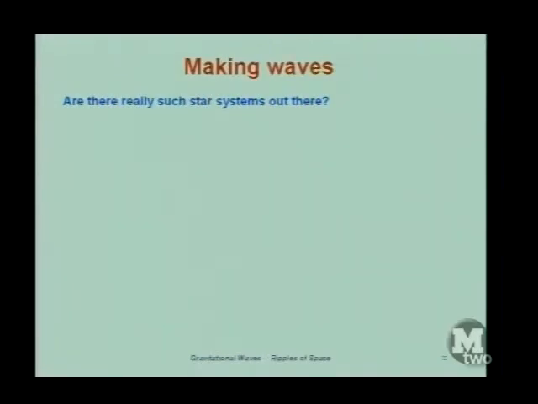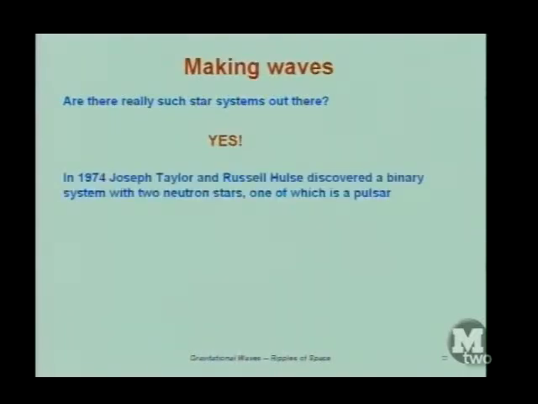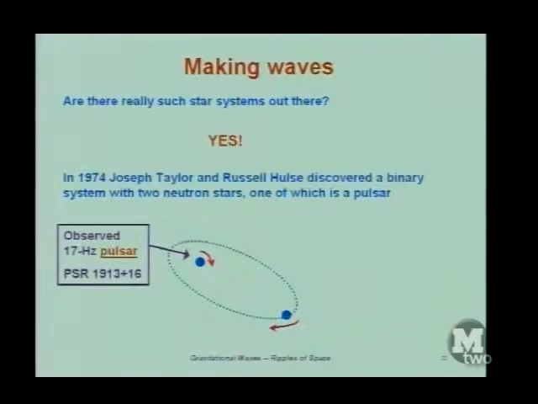Now you might ask, are there really such things out there, or is this just science fiction? Well, the answer is yes. We do know of such star systems. In 1974, Joe Taylor and Russell Hulse discovered a binary system that has two neutron stars, one of which is a pulsar. Here's a diagram of that system. It shows one pulsar, which has a frequency of 17 hertz. I'll discuss pulsars in a moment.